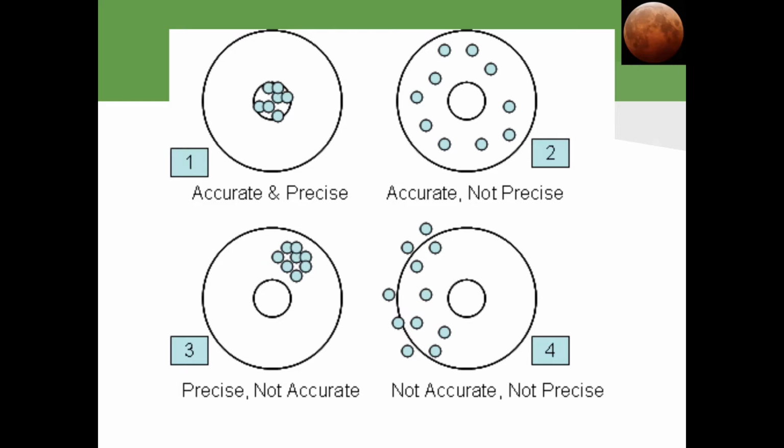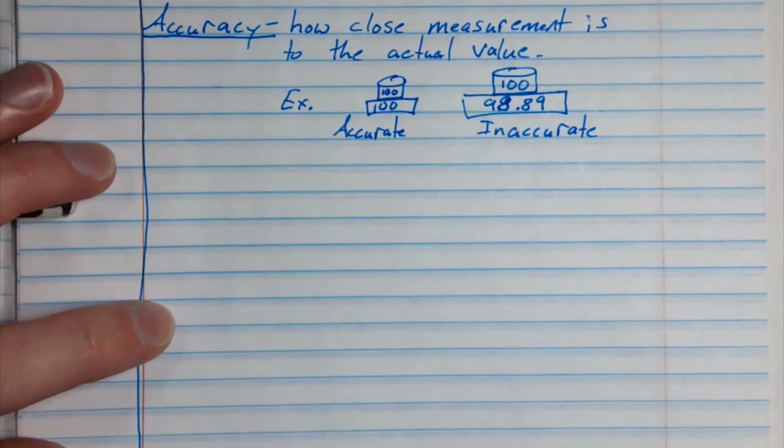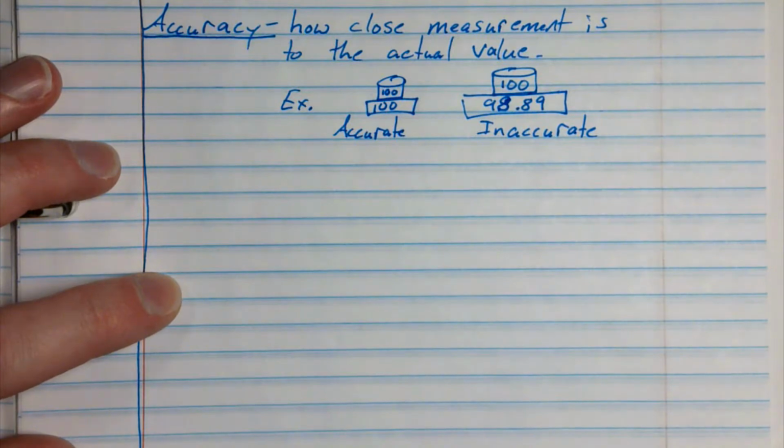And then number four is just kind of random. It's not really around the target. They're not close together, so it's not accurate or precise. So we're actually going to draw that diagram, and you'll be just fine.